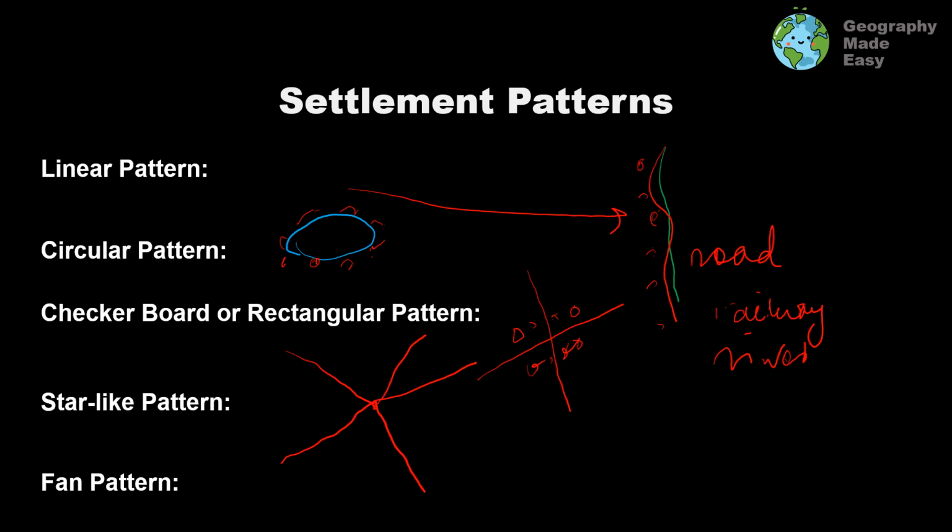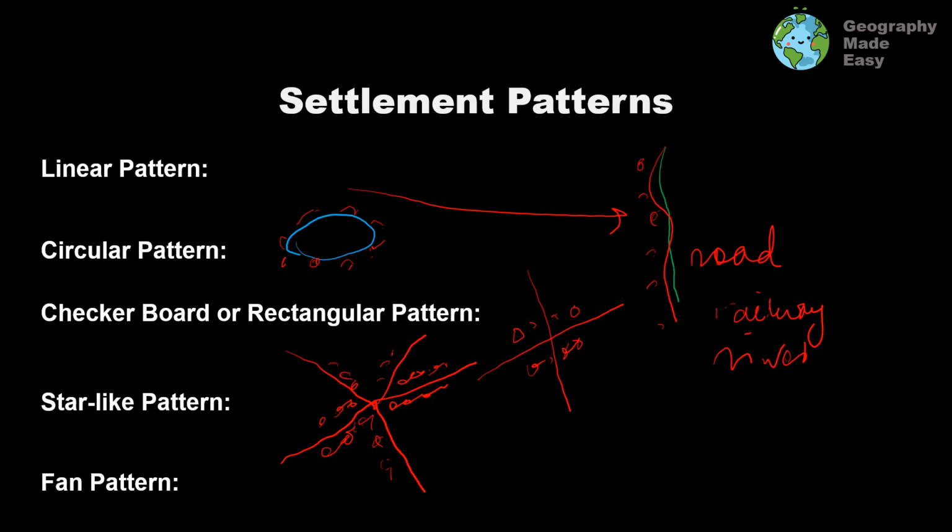For example, if you have a village where five roads are meeting at a particular point, and then from there we see that linear settlements are forming along the road, and this kind of settlement, when it is considered as one whole settlement, because with time this settlement will grow and develop, this kind of settlement is called a star-like pattern.